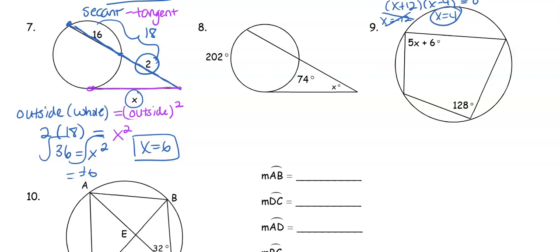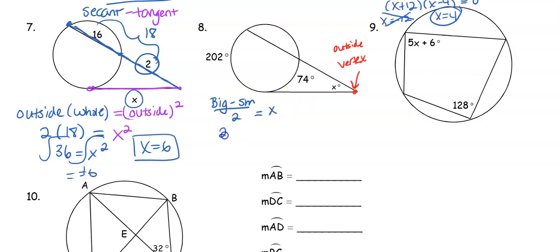When we look at number 8, number 7, number 8, the pictures are the exact same, but in number 7 I have segments, and number 8 I have angle measures. So with angles, it all depends on where is your vertex. Since our vertex is outside, we have big arc minus small arc divided by 2 is the angle measure.